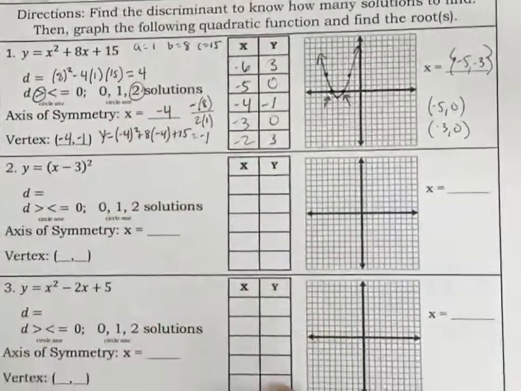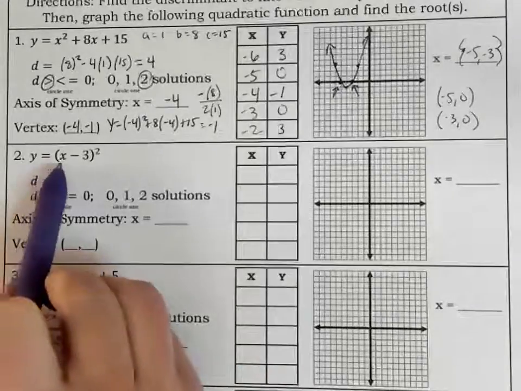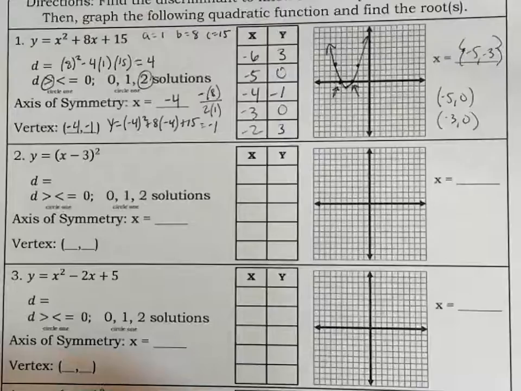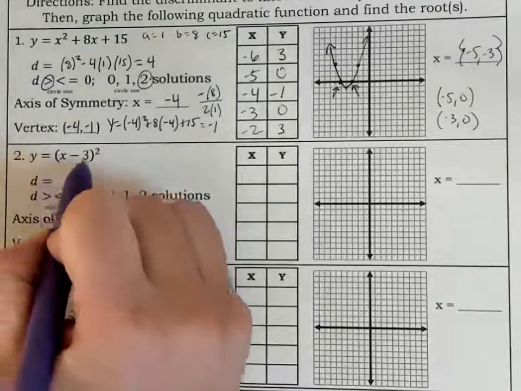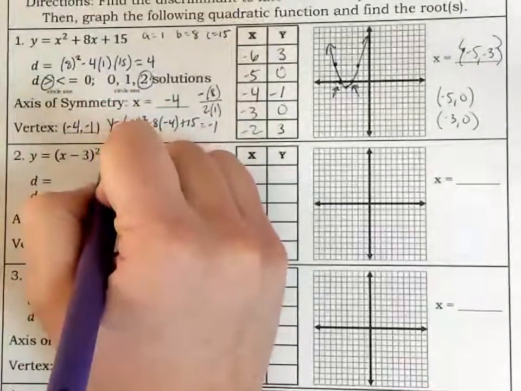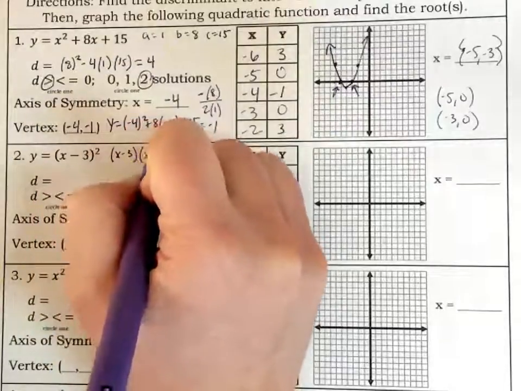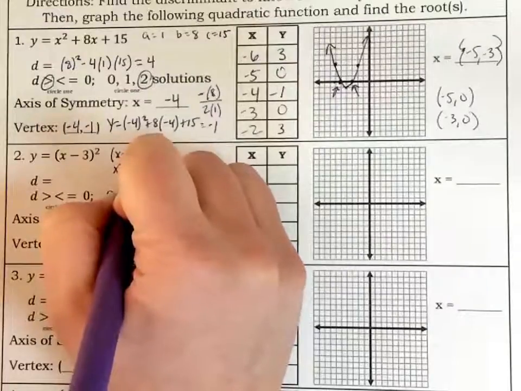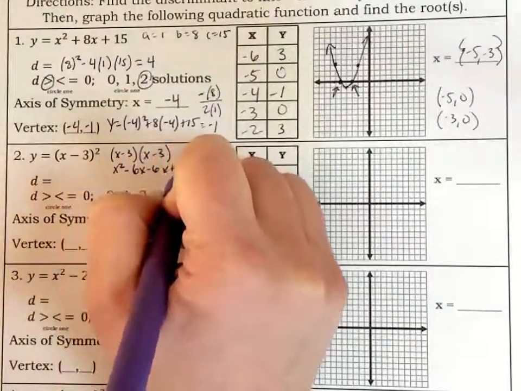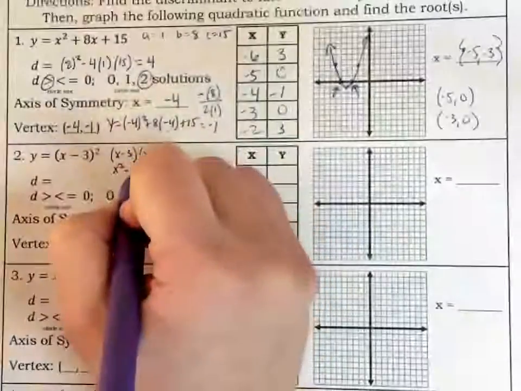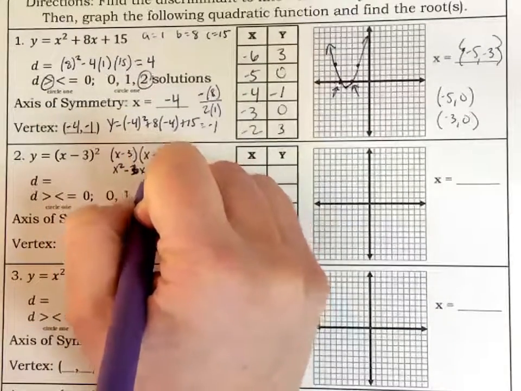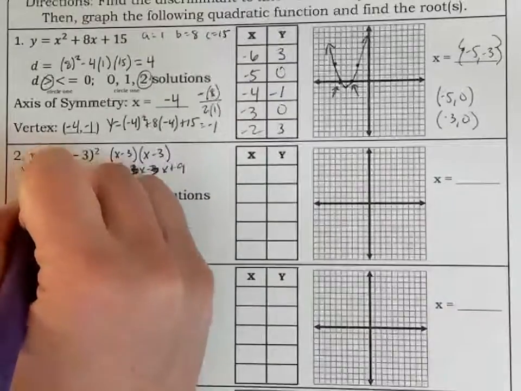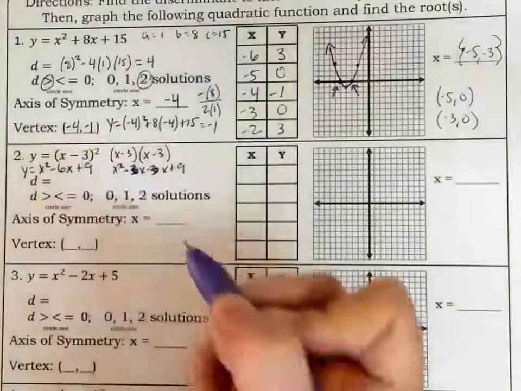Alright, now, second example we have here. Y is equal to x minus 3 squared. So first thing we need to do is get this in standard form. So we're going to need to multiply this out. So we have x minus 3 squared, which is x minus 3 times x minus 3. We get x squared minus 3x minus 3x plus 9. So that simplifies to give us y is equal to x squared minus 6x plus 9.